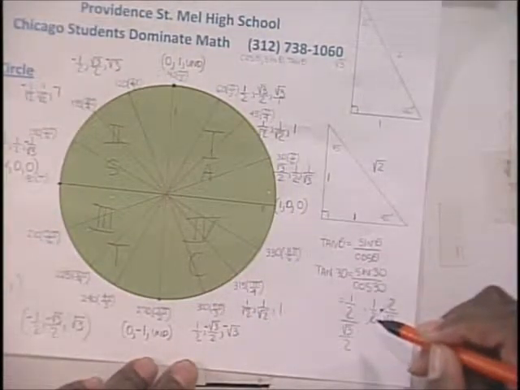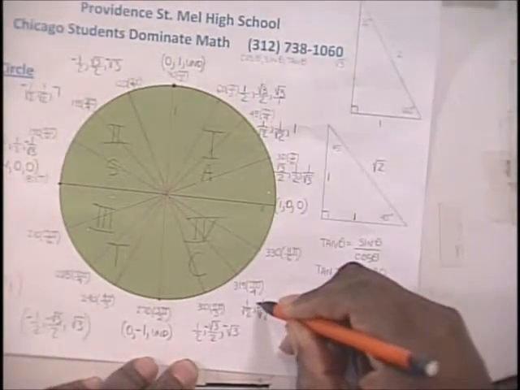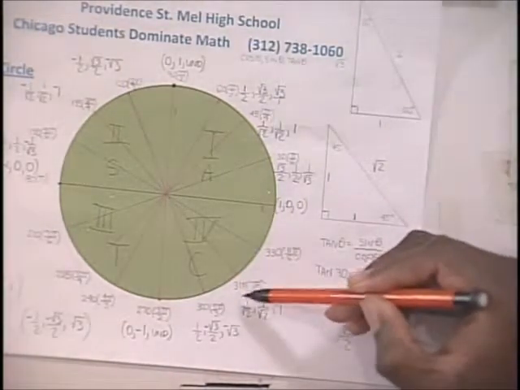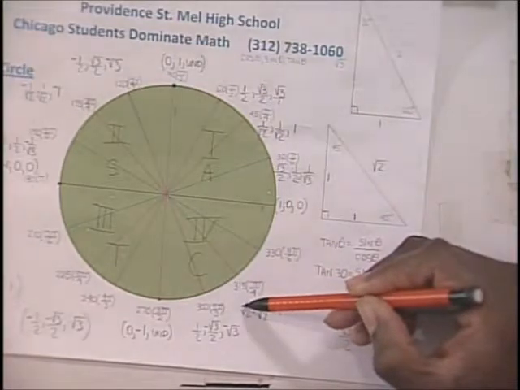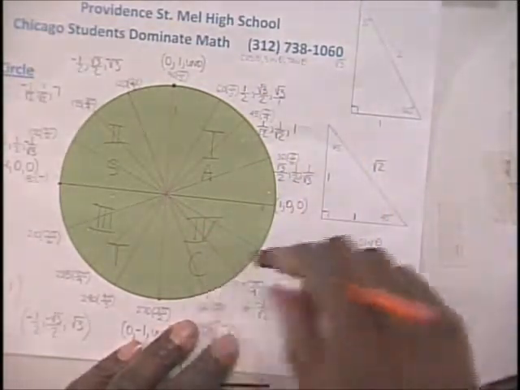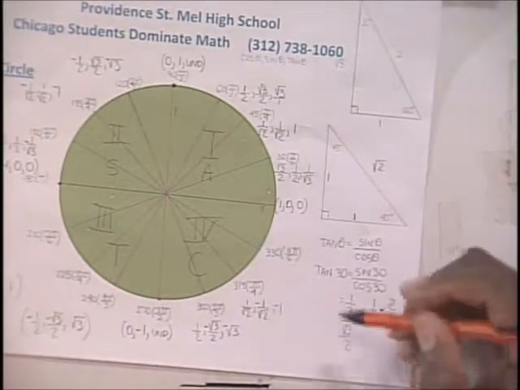So that's positive. The sine is negative. The tangent is negative. The cosine of 315 is a positive 1 over radical 2. The sine of 315 is negative 1 over radical 2. The tangent of 315 is negative.